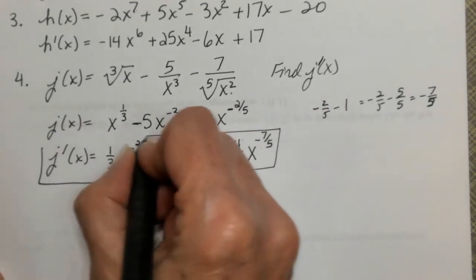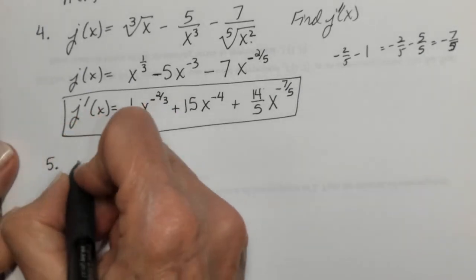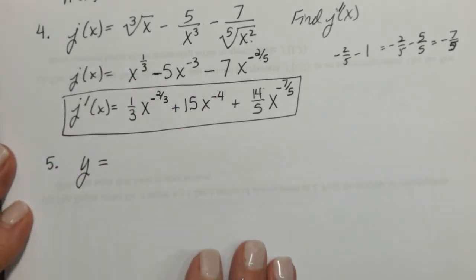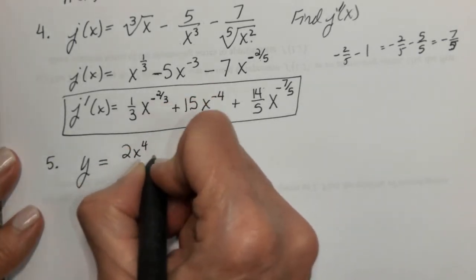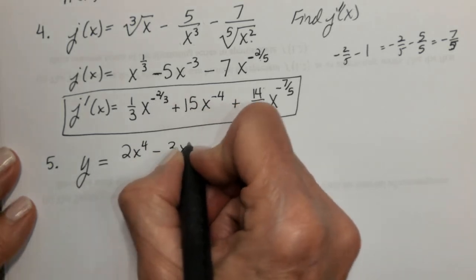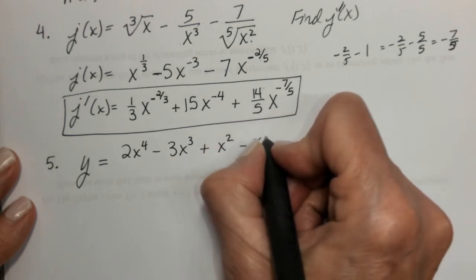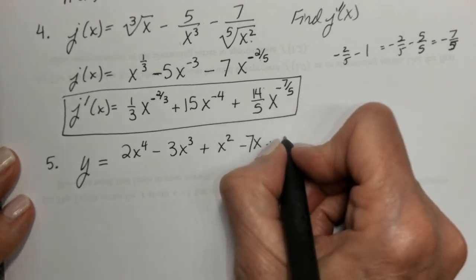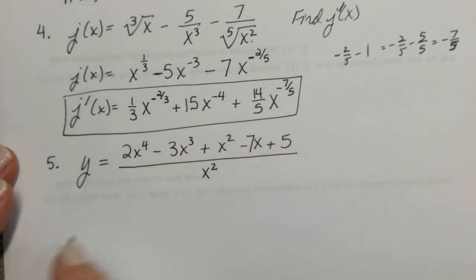There's your derivative. Right there. Okay. Let's do another one. Let's just call this one y. y is equal to, okay, let me make this up, 2x to the 4th minus 3x cubed plus x squared minus, let's call this 7x plus 5, all divided by x squared.